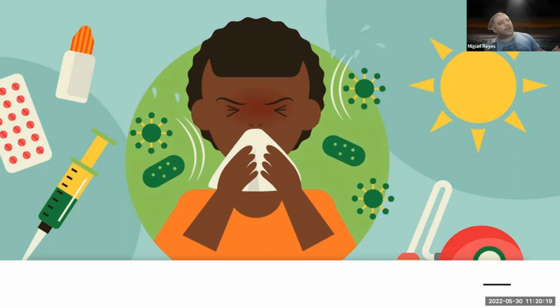So what we see here is really a complex mixture of endogenous with our genes, endogenous with the temperature and the environment, perhaps the presence of viruses, bacteria, and many other things that can drive those allergies.